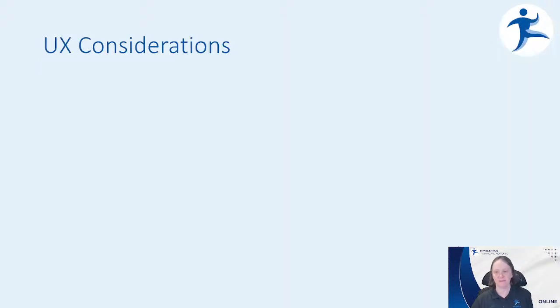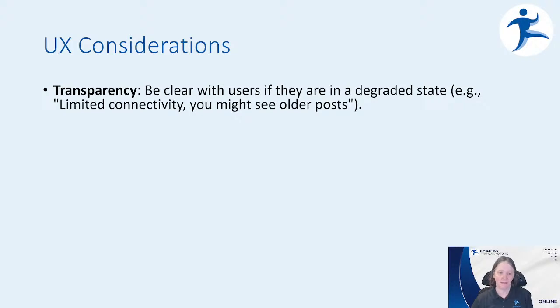All right, so some user experience considerations in this case. Be clear with the users if they're in a degraded state. So if they're in a spot where they can get stale data, you might want to have some kind of wording there. Let them know that, hey, it's limited connectivity. And this is whether it is server related, so the server is down, or it's client side related. Make sure that the limited connectivity is clearly explicitly stated.